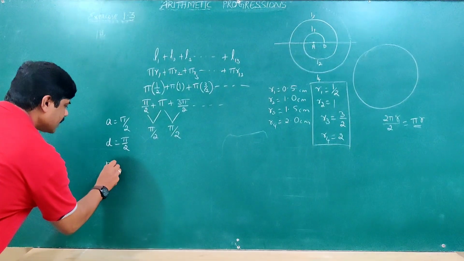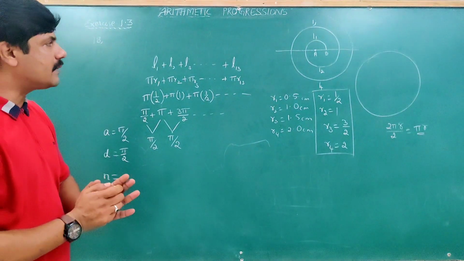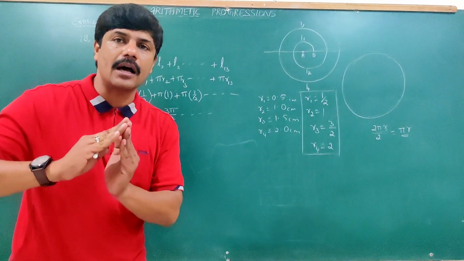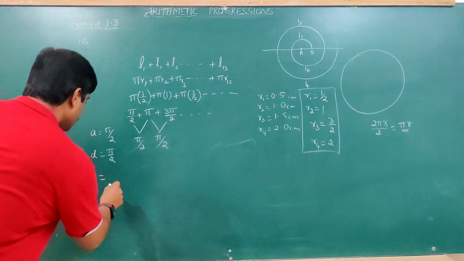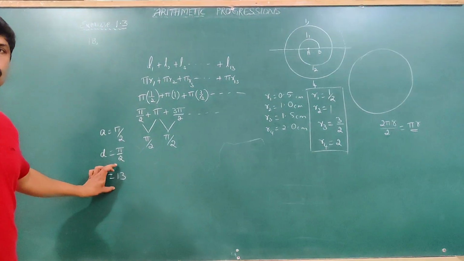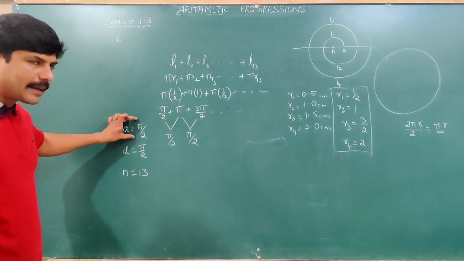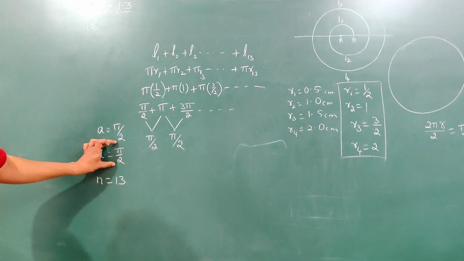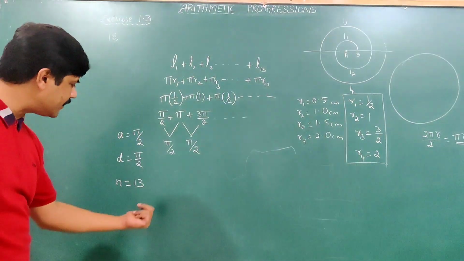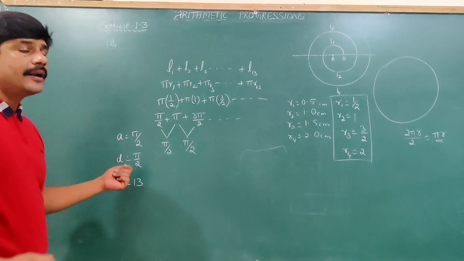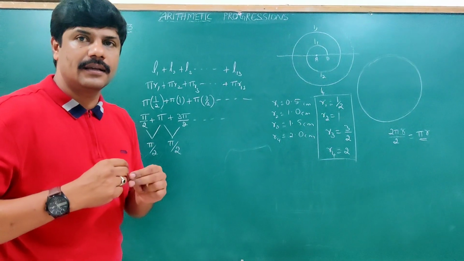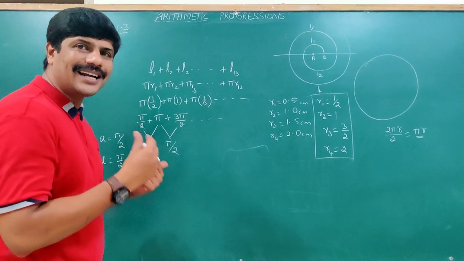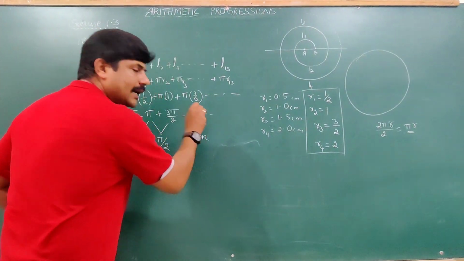Now, n is equal to how much? n is equal to 13. Why? Because there are 13 consecutive semicircles. So we take n equals 13. We have got a equals pi by 2, d equals pi by 2, which is the common difference, and n equals 13. Now what you need to find? The total distance, the total length of this spiral. Total length, total sum, Sn.